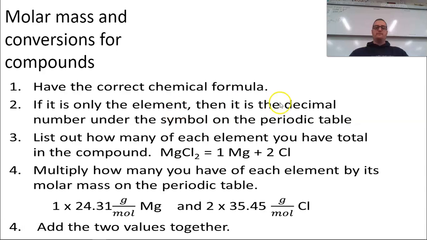Remember, if it's only the element, then it's the decimal number under the symbol on the periodic table, the average atomic mass. However, when we have a compound like magnesium chloride, we can see we've got 1 magnesium and 2 chlorine. We multiply those values times the molar mass, that decimal. So 1 times 24.31, 2 times 35.45, and then we add the two values together. That gets us our molar mass.